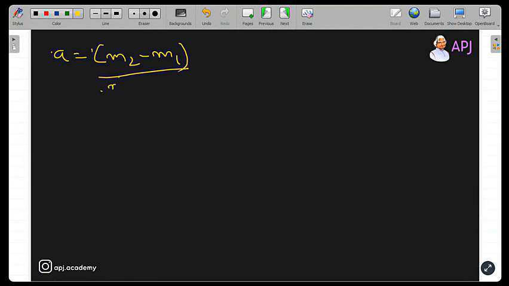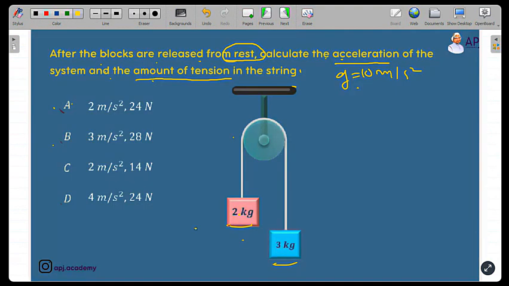m2 minus m1 upon m1 plus m2. Now, I told you one thing when I was teaching this formula, that it is not necessary that always m2 minus m1 will happen. What you have to do is bigger force minus smaller force. So if you look at the previous question, this is your m2 block, this 3 kg is bigger than 2 kg. So m2 is bigger. That is why I am writing m2 minus m1. If m1 would have been 5 kg, I would have written m1 minus m2.